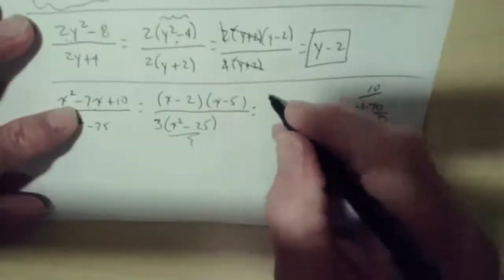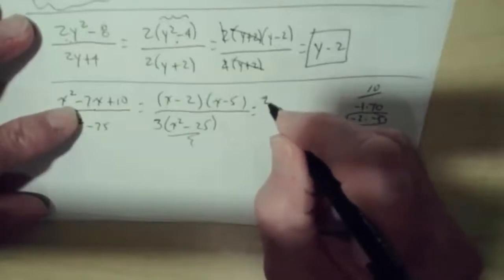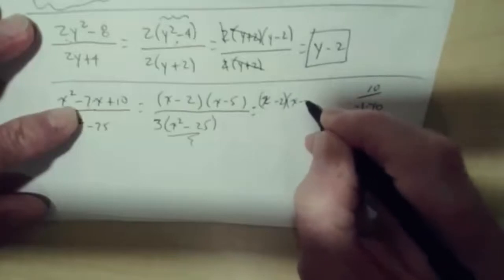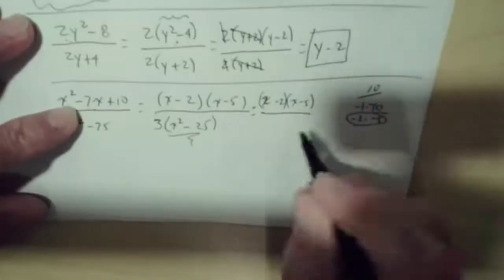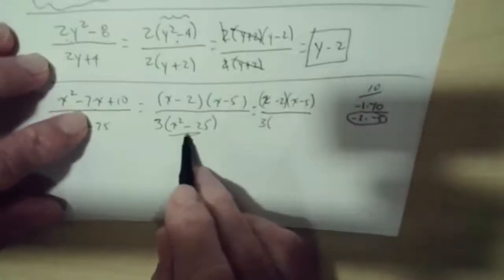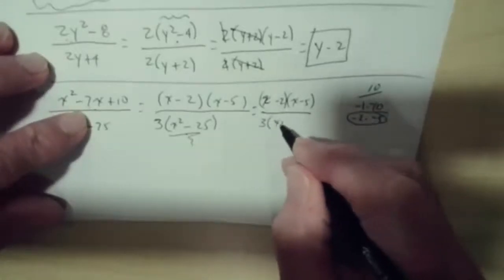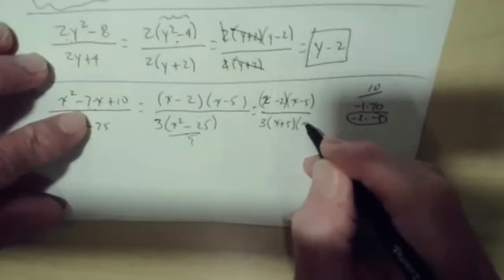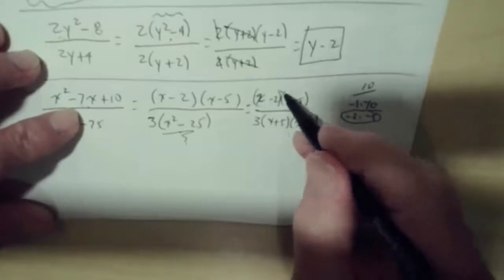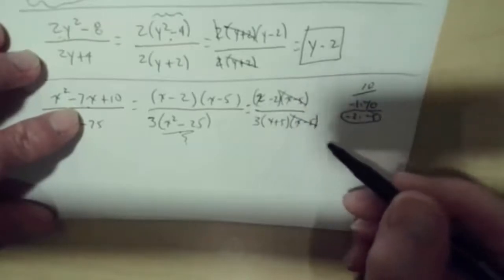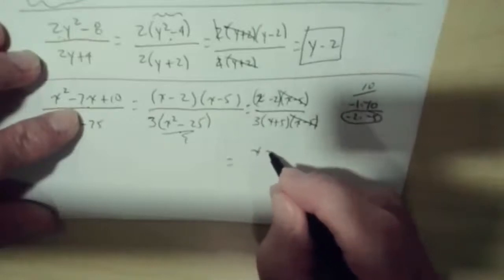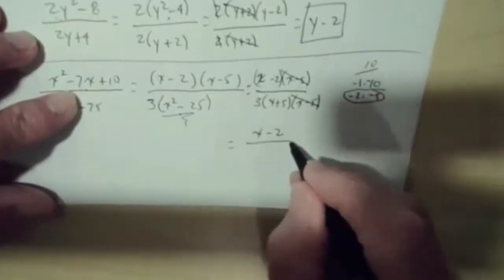Now, x minus 2 times x minus 5 divided by 3 open. This is a conjugate, so it's going to be x plus 5 times x minus 5. Okay, the x minus 5s will cancel. And that's it. So we have x minus 2 over 3 times x plus 5.